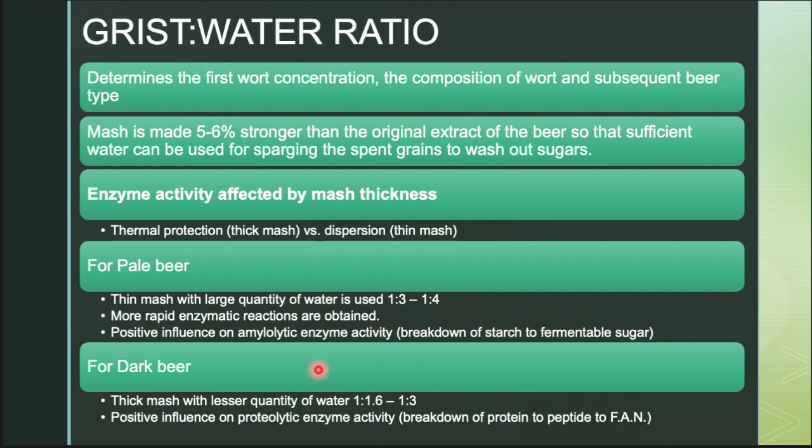For dark beer, thick mass with lesser quantity of water is used in the range of 1:6 to 1:3, that is, for 100 kg of malt, 160 to 300 liters of water is used. This process has positive influence on proteolytic enzyme activity. High proteolytic enzyme activity produces more FAN, which undergoes Maillard reaction at high temperature to give more dark color wort or dark color beer.